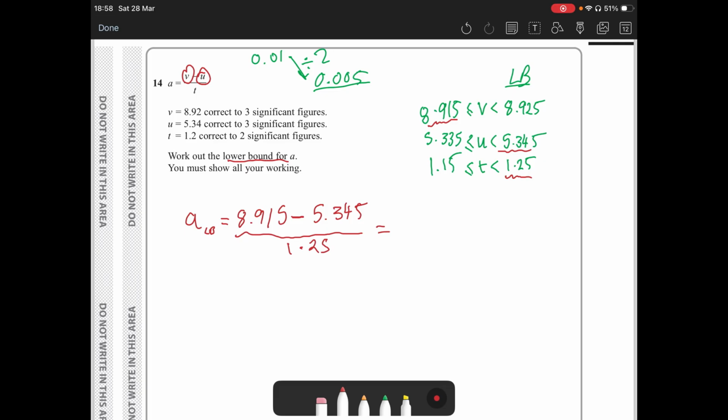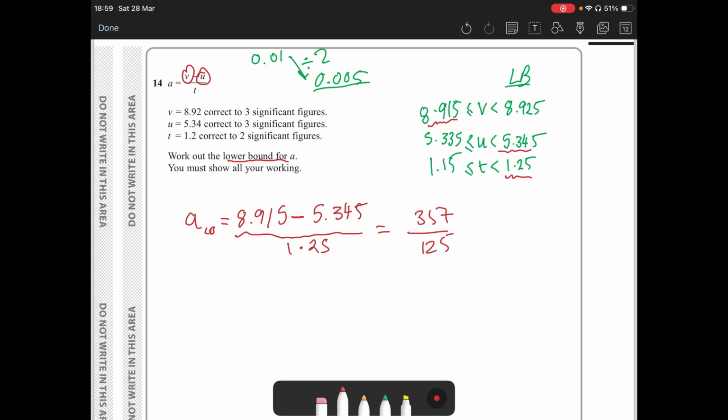8.915 take away 5.345, all over 1.25. And I'm getting a fraction here, 357 over 125. But it wants, is it given to me? Let me check the mark scheme.